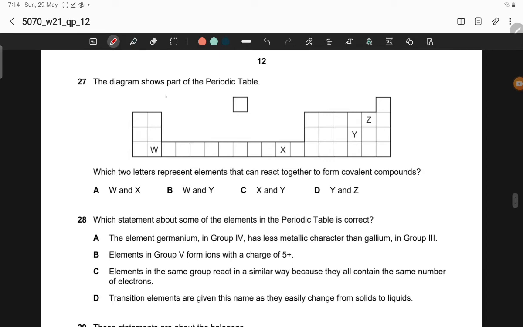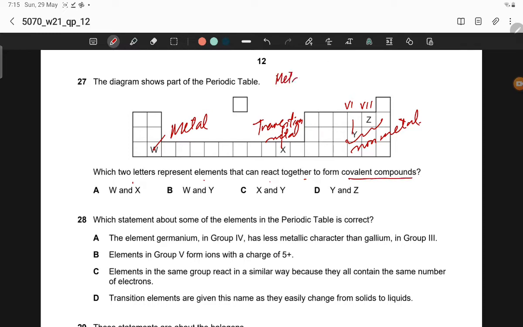Question number 27. The diagram shows part of the periodic table. This is metal. This is transition metal. Group 7 or 6. And this is group 6, group 7. And these are non-metals. Which two letters represent elements that can react together to form a covalent compound?